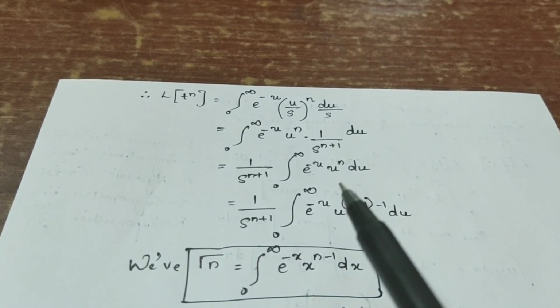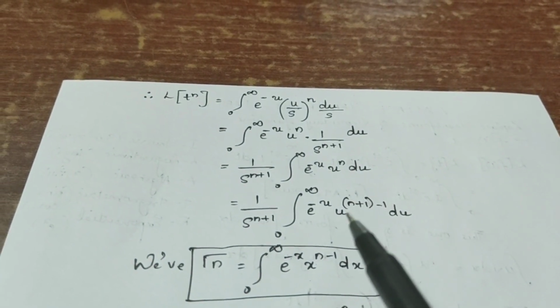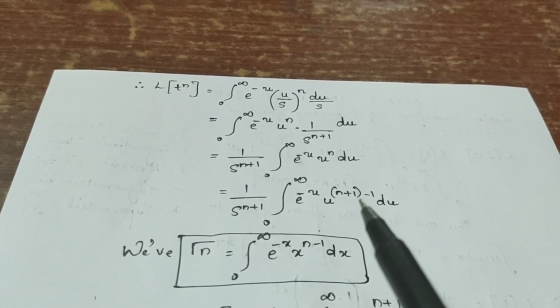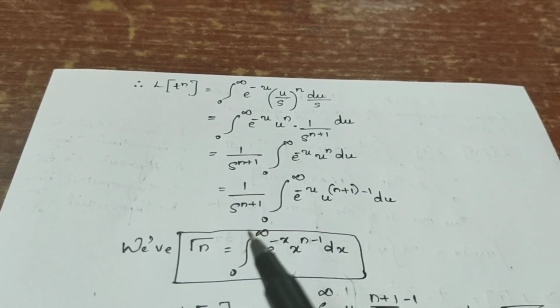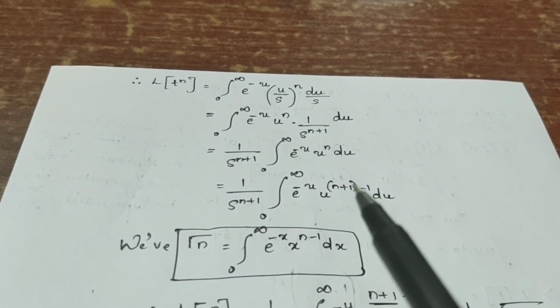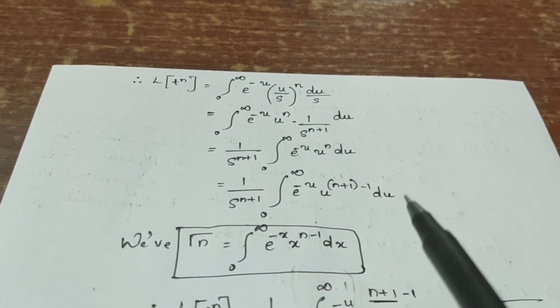Now we can rewrite this u raised to n as u raised to n plus 1 minus 1, right? Because it's effectively u raised to n only. So 1 by s raised to n plus 1 integral 0 to infinity e raised to minus u, u raised to n plus 1 minus 1 du.